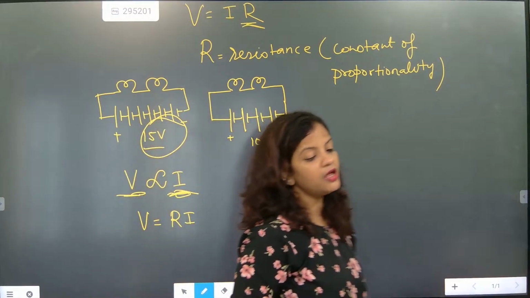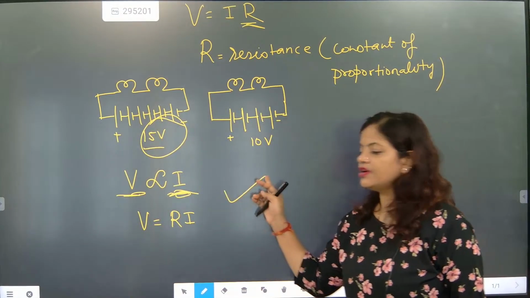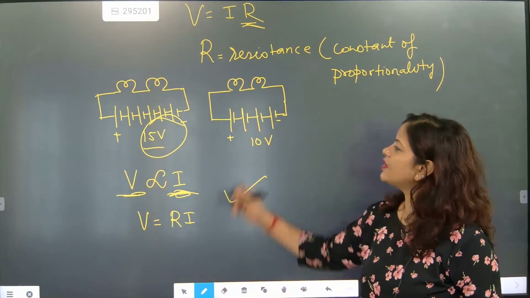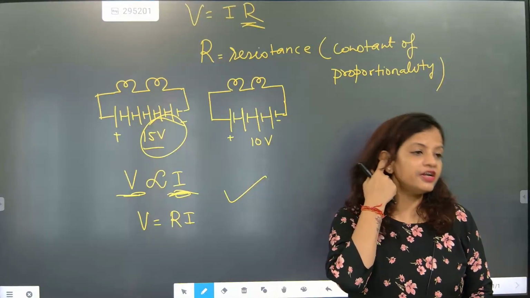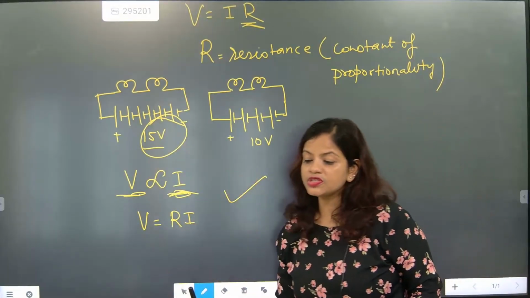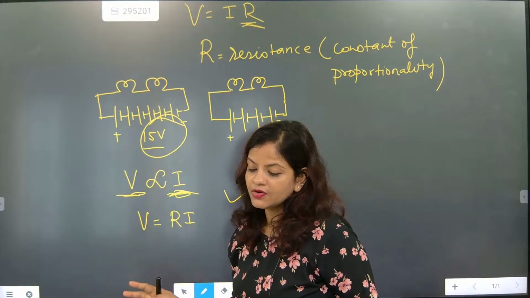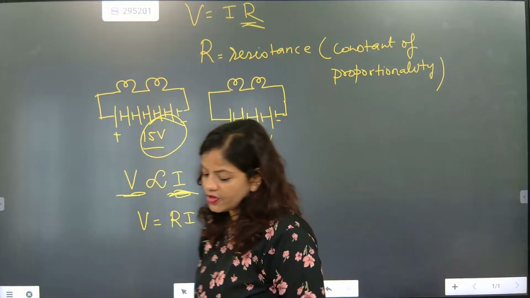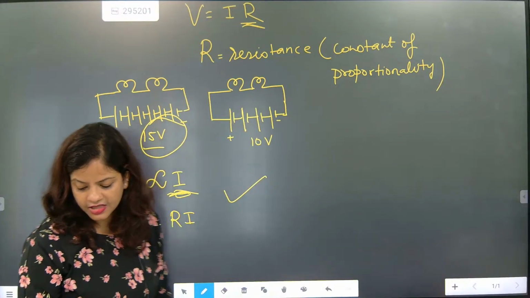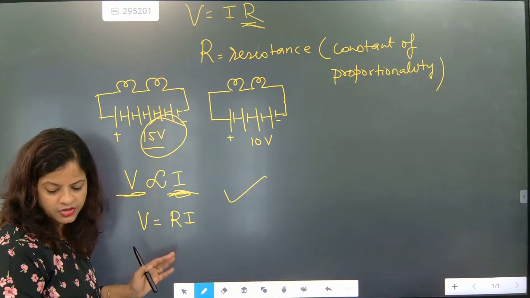Everybody, please kindly understand this. Did you understand this part? If you increase potential difference, current will increase. And if I remove the proportionality sign, exactly this part will come. I hope everybody understood this one.